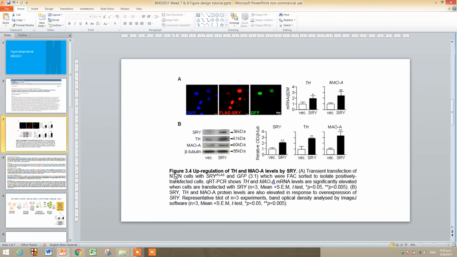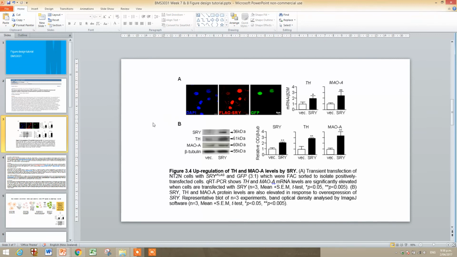Transient transfection of NT2N cells with SOI flag and GFP in a 3:1 ratio were FACS sorted to isolate positively transfected cells. qRT-PCR showed TH and MAOA mRNA levels are significantly elevated when cells are transfected with SOI. So there you go, you've got some clues there, and you can see here that the NT2N cells, some of them are SOI positive, and a subset of those are GFP positive. So they're obviously the ones that we're trying to collect, the ones we're sure that SOI is expressed in.